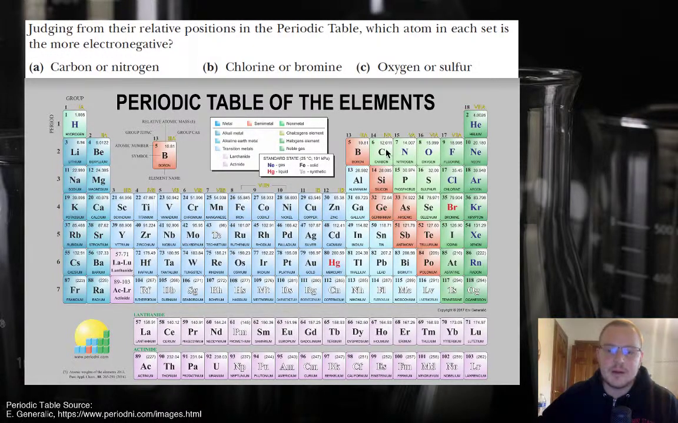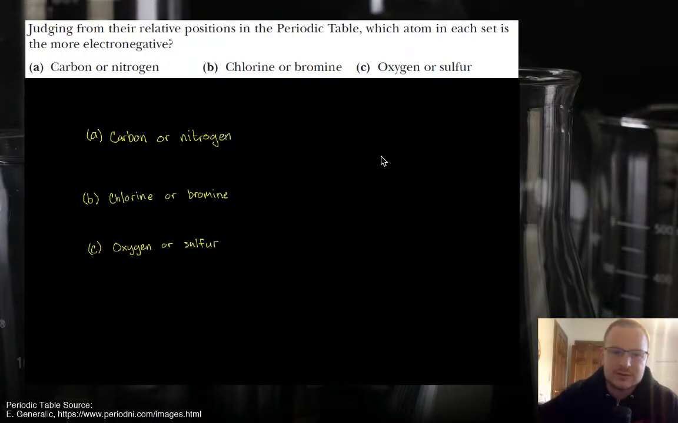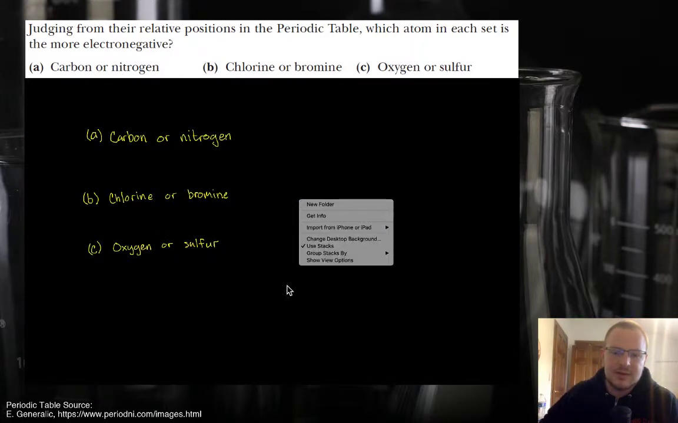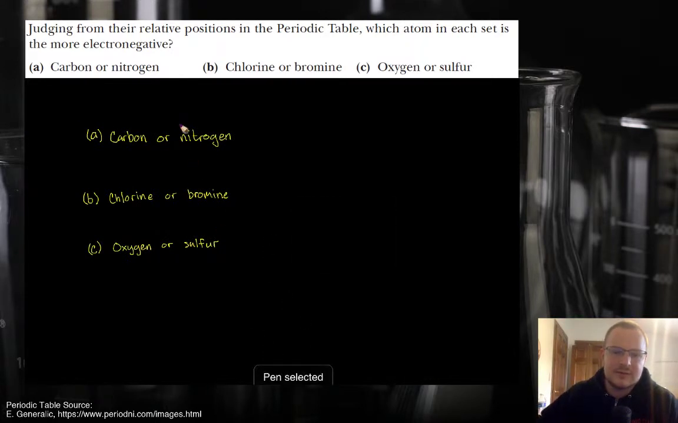So our first pair is the pair of carbon and nitrogen. So now we're expected to understand the trend that, okay, as we go to the right, we're going to have something being more electronegative than if we go to the left. So we would expect nitrogen to be more electronegative than carbon.